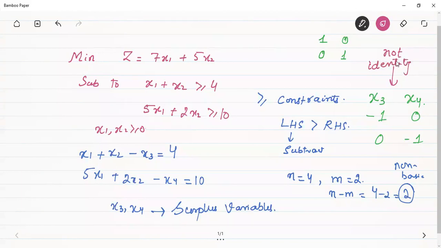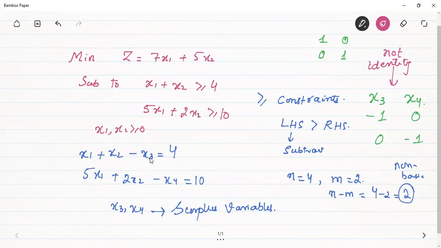So this is the issue which is arising if we are only going for these surplus variables. X3 and x4 are the surplus variables, but we can see that we can't begin a solution with these surplus variables, because in the first simplex table we won't get the identity matrix in the order of x3 and x4. Okay, so this is the first limitation.